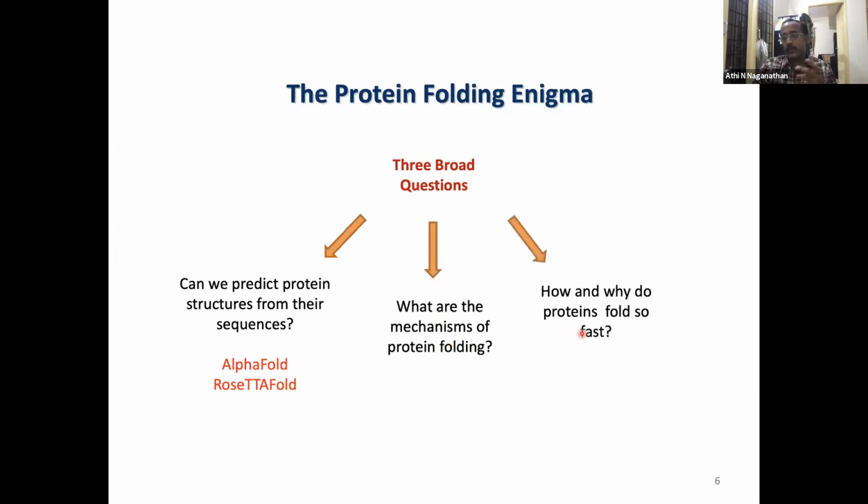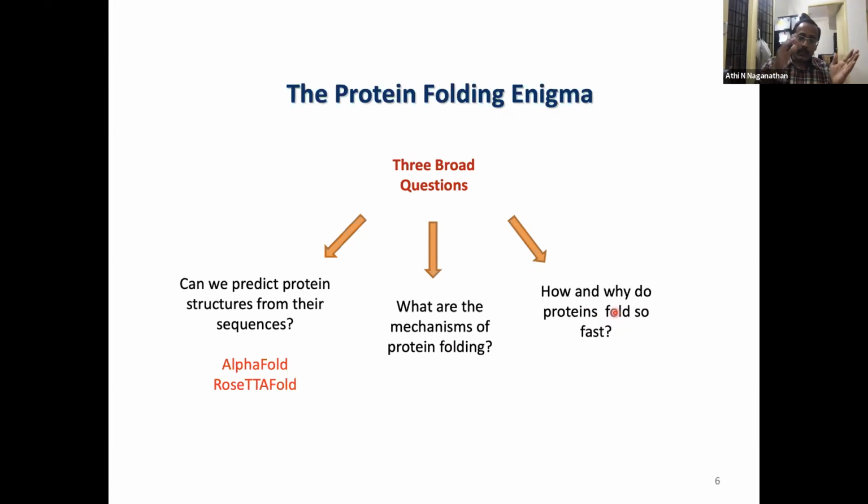And of course, there is this related question of how and why do proteins fold so fast? Simply because they do so in the matter of a few seconds, to sometimes even in the matter of microseconds and milliseconds, while technically if these polymeric chains are randomly sampling conformations, they will take infinite amount of time.